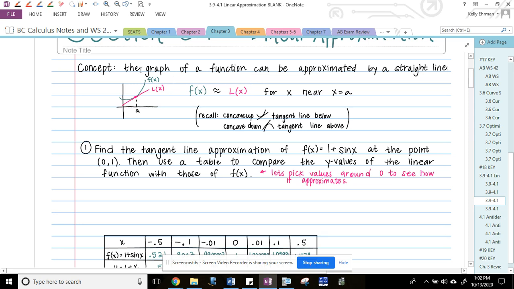So the idea is this: the graph of a function could be approximated by a straight line that is tangent to the function. And depending on how close you are to that point of tangency, the linear approximation could be fairly close to f of x. But then, of course, you can see the further out you get from a, the more distance there would be between the linear approximation and the actual function value. The only place that they would be exactly the same is at that point of tangency.